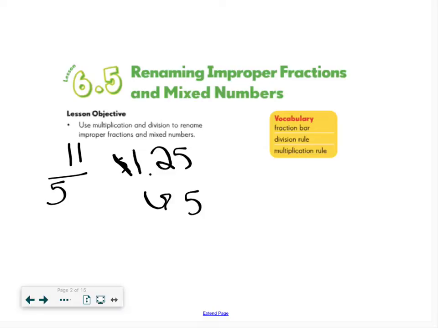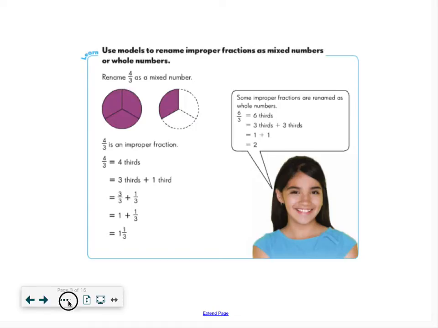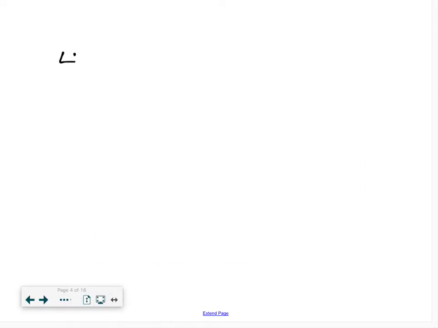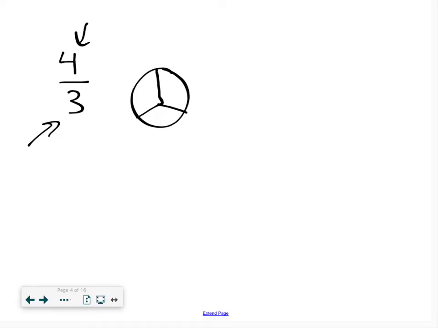So an improper fraction is not necessarily wrong. It's just that we would like to ideally change it into a mixed number. So as a review, if I have 4/3, let me draw this picture. I look at that and I know it's improper because the numerator is bigger than the denominator. I'm picturing a piece of pizza cut into thirds, and I have 4 of them colored in.